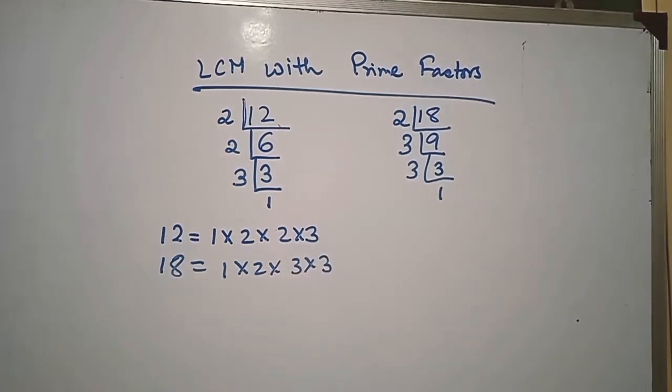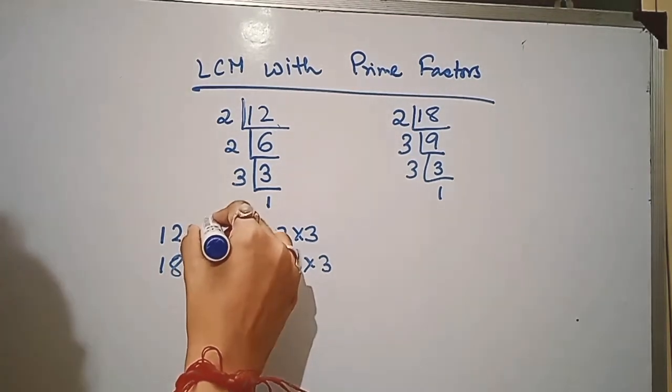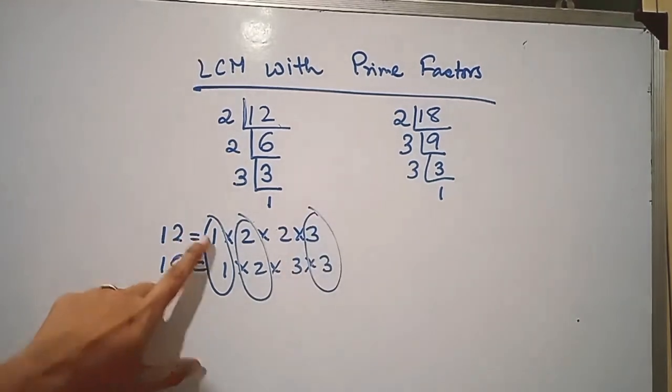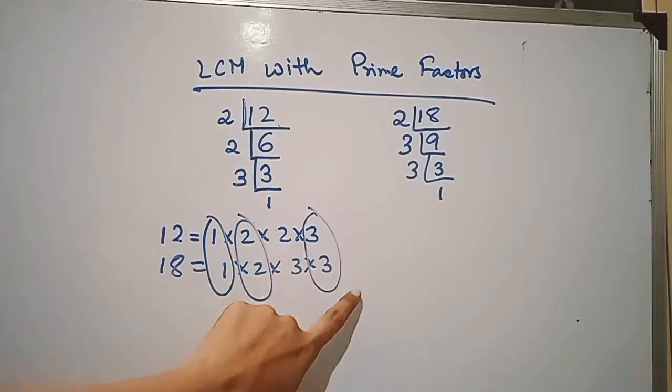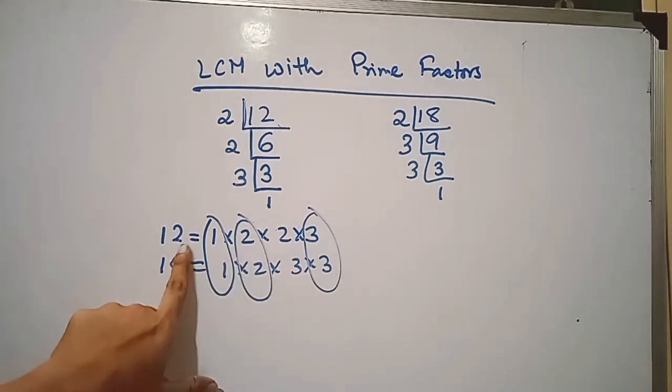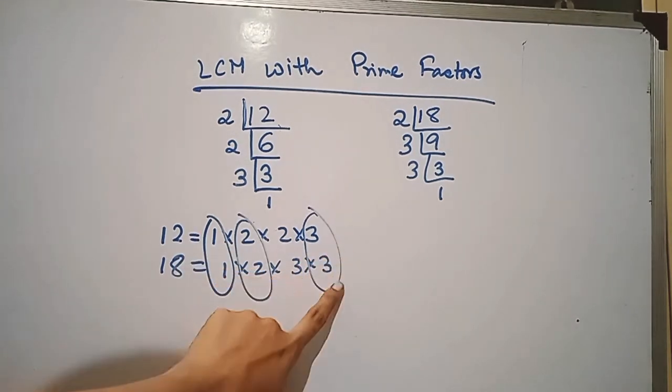In the case of HCF, we were only concerned about the common factors. Here we are interested in the common factors as well as the other factors. The common factors are 1, 2 and 3. As I can see, 1 is in both 12 and 18, 2 is in 12 and 18, and 3 is in 12 and 18.